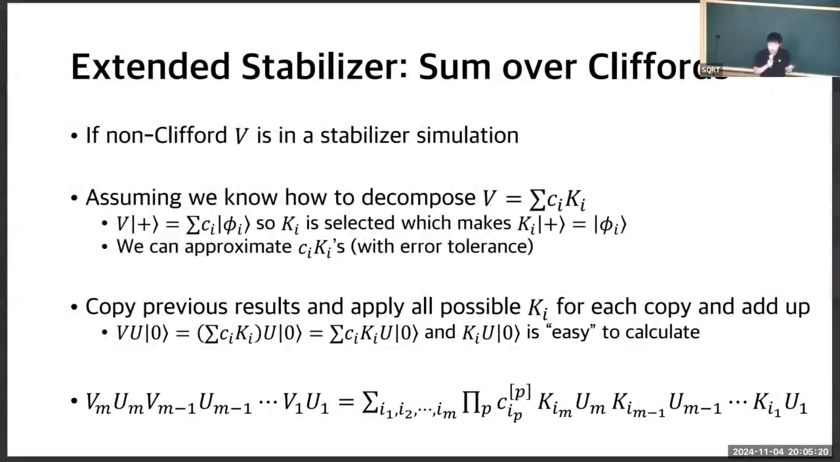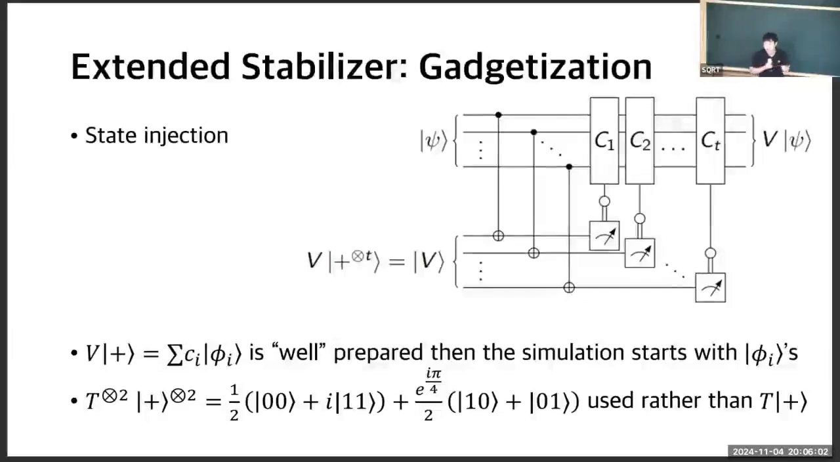Like if we have one stabilizer state and we need to apply a non-Clifford gate here, then we can copy and paste all the present states, and then apply it one by one, and then add up all of them with the coefficients we know. So if V is non-Clifford here and U is Clifford, we can make that long gate sequence into a sum of products of Clifford gates. So this is one, and the second one is the gadgetization.